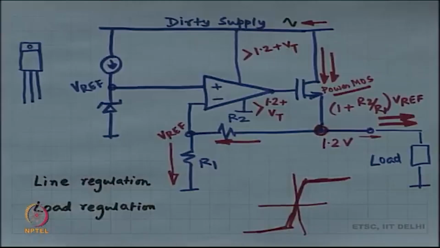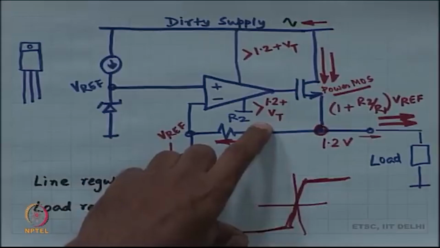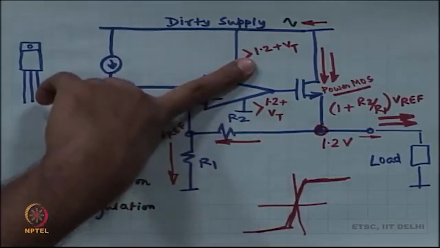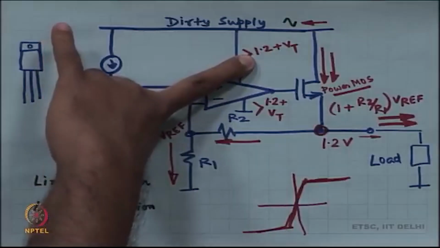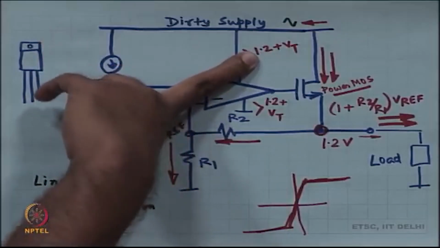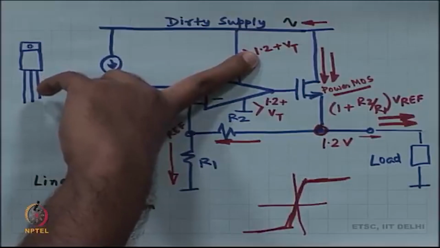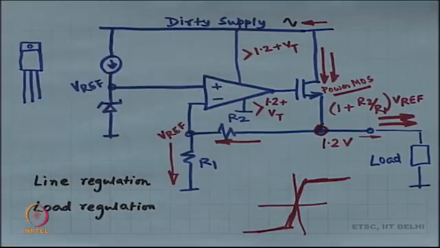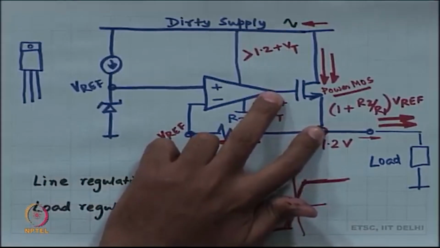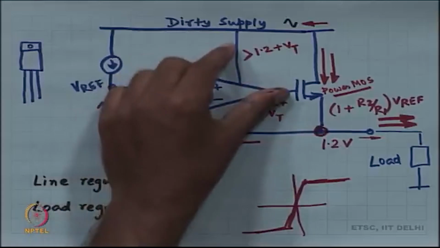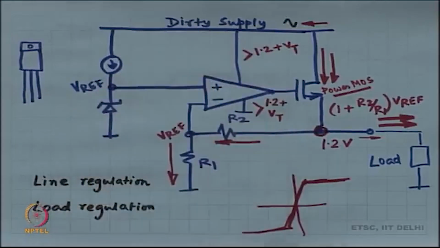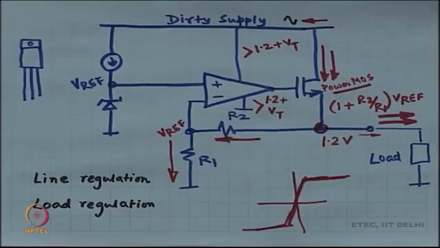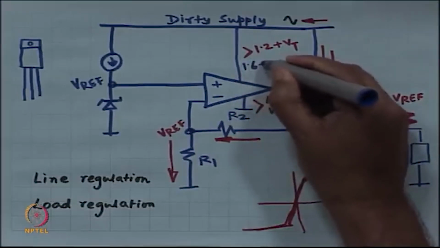So, if your output of the op amp is 1.2 plus VT, your dirty supply certainly has to be somewhat more than 1.2 plus VT, it can't be equal. So, for example, if you leave VGS minus VT of 0.2 volts over here and VGS minus VT of 0.2 volts over here, then this is probably not 1.2 plus VT, it is 1.6 plus VT. I am just now trying to see how optimistic I was. I really was very optimistic.